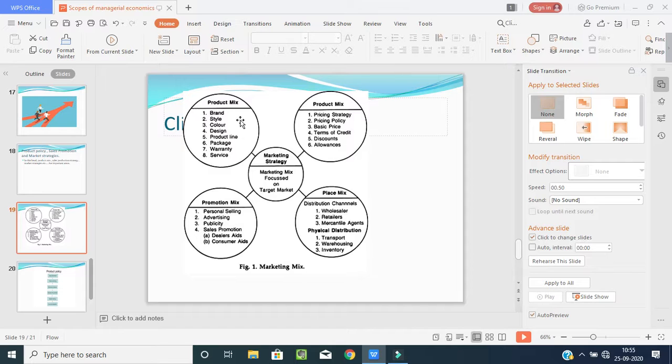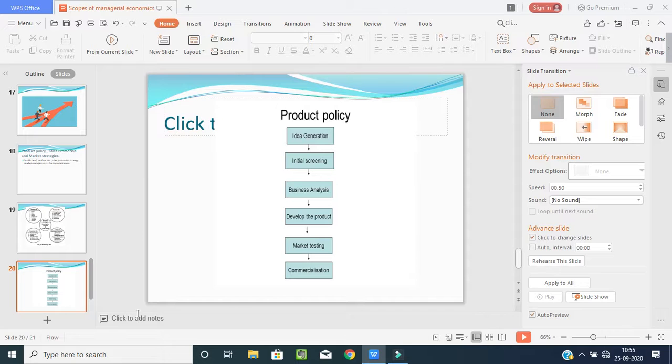Now coming to the promotion, how the promotion will take place. As I was saying, we need personal selling, advertising, publicity, sales promotion, either by dealers or consumer aids. All these things are nothing but the marketing mix. Marketing mix means 4 P's: product, price, place, promotion. By mistake it was mentioned as product, but this is not product, this is price. Just to correct it, I'll mention it here.